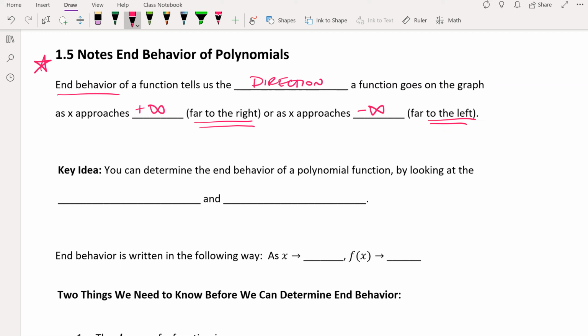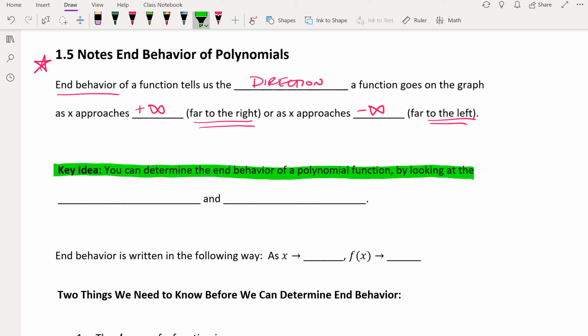You can determine, okay, so this I want you to write down. Key idea. You can determine the end behavior of a polynomial function by looking at the degree and leading coefficient. All right, and we will write down pretty soon here what those represent or what those mean.